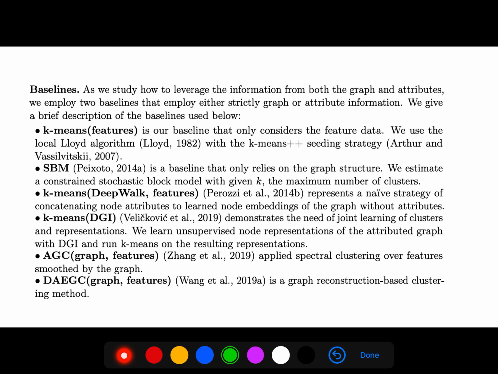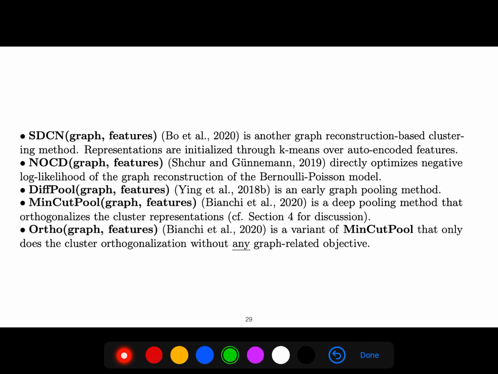And of course, they compare it with k-means and different traditional methods for clustering.